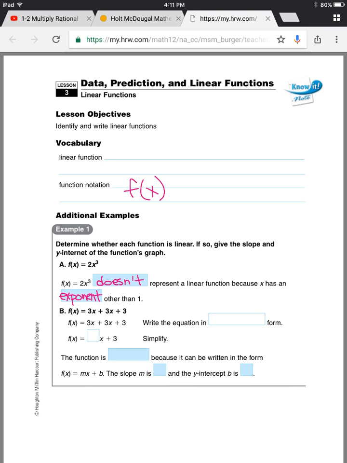Okay? F of x equals 3x plus 3x plus 6. We need to write the equation in slope-intercept form. And slope-intercept form means there's only one x term, not two x terms. So we can look at these, and since they both have the same variable, we can add them and get 6x plus 3. And now this function is linear because it can be written in the form f of x, which we said was just like y, equals mx plus b, where the slope is 6 and the y-intercept, which is b, is 3.